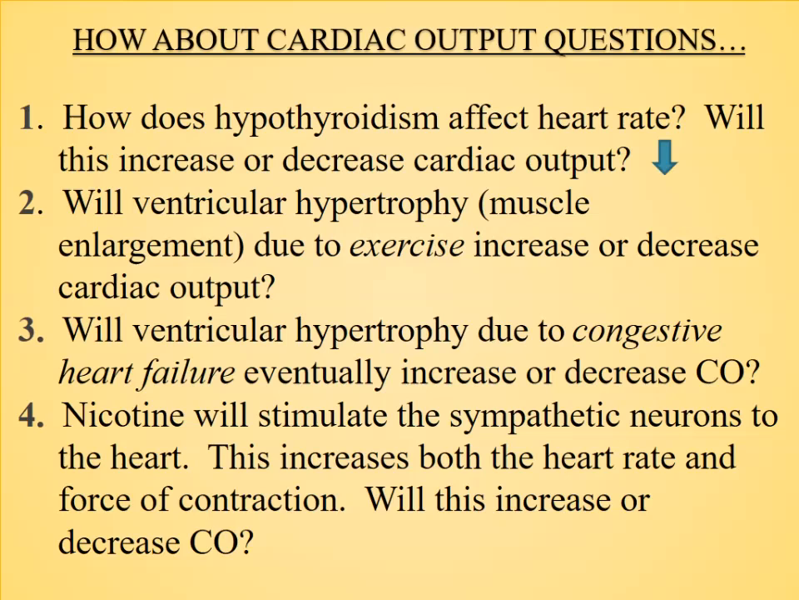Ventricular hypertrophy due to exercise. This should increase heart rate, cardiac output. Ventricular hypertrophy due to congestive heart failure. This would eventually decrease cardiac output. It would increase it slightly at first, but not overall. Eventually, it would decrease it. Nicotine, this would increase cardiac output because it's a stimulant.